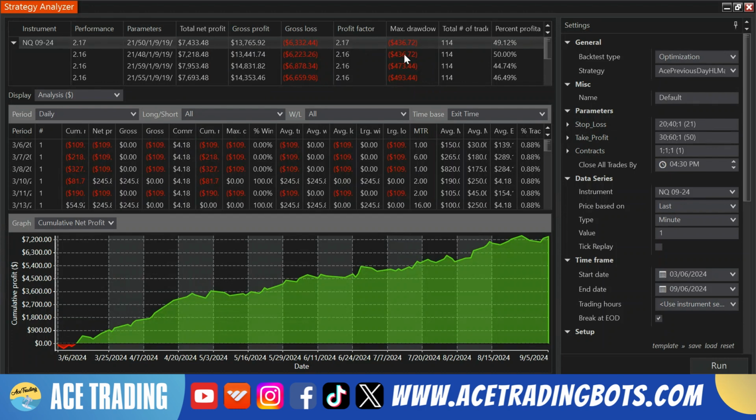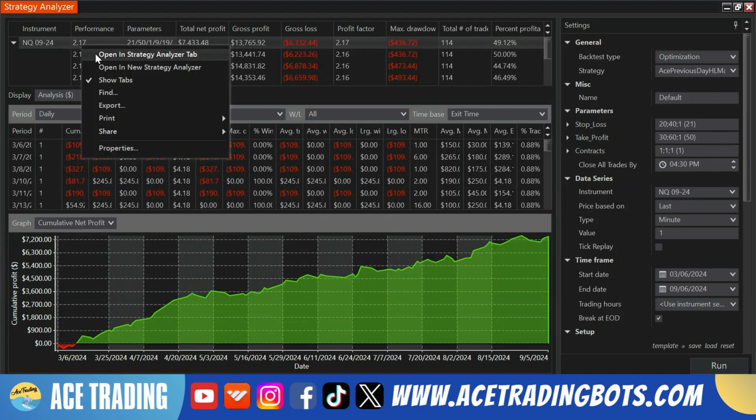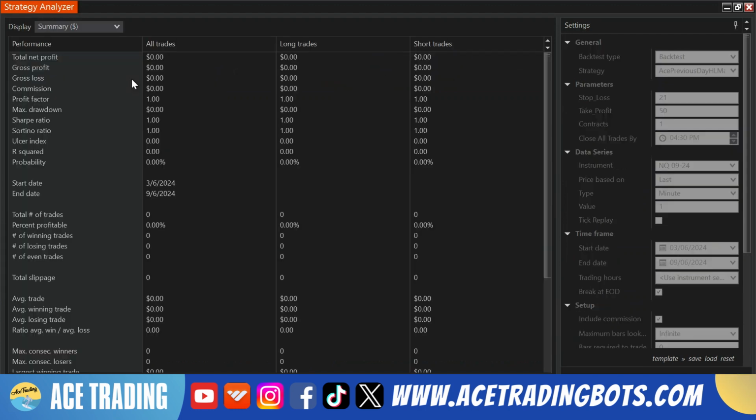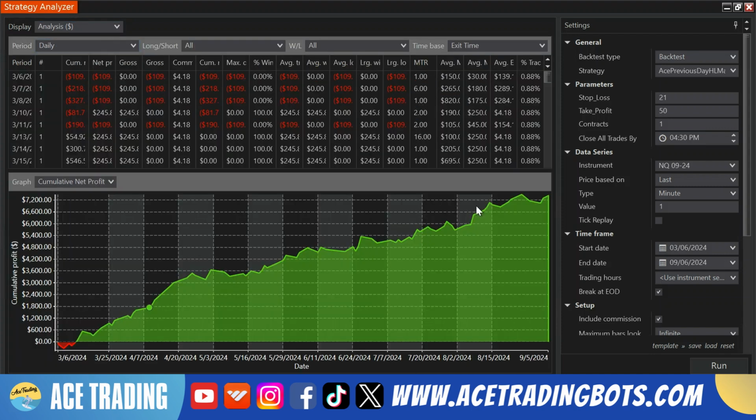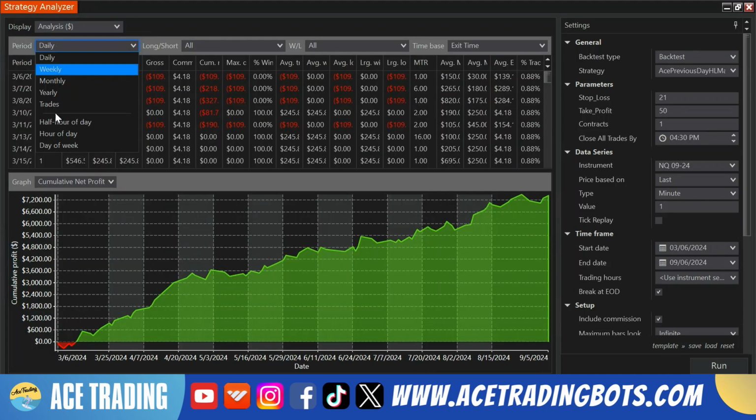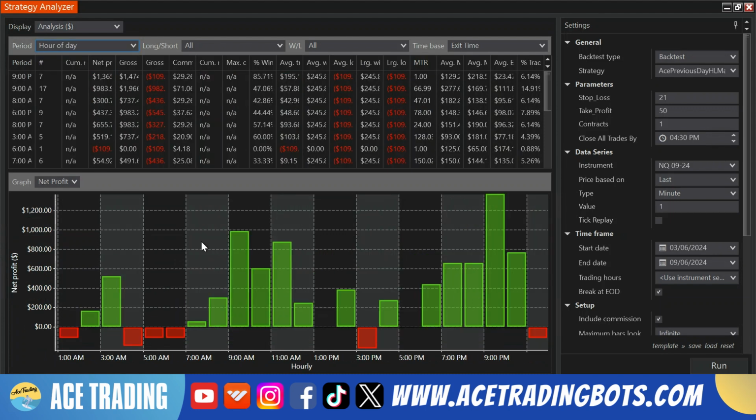Okay, so there's a few things you want to make sure you look at. If you like any of those, you can just right click and open it in a new strategy analyzer. That will open down the bottom here in a new tab. I have the values here, which I can actually check. I can check my equity curve. I can check what time of the day the trades are taking. So maybe I can limit this.